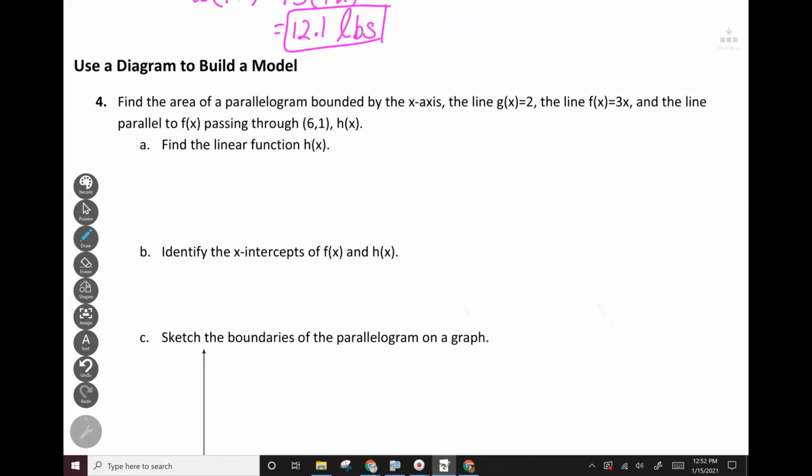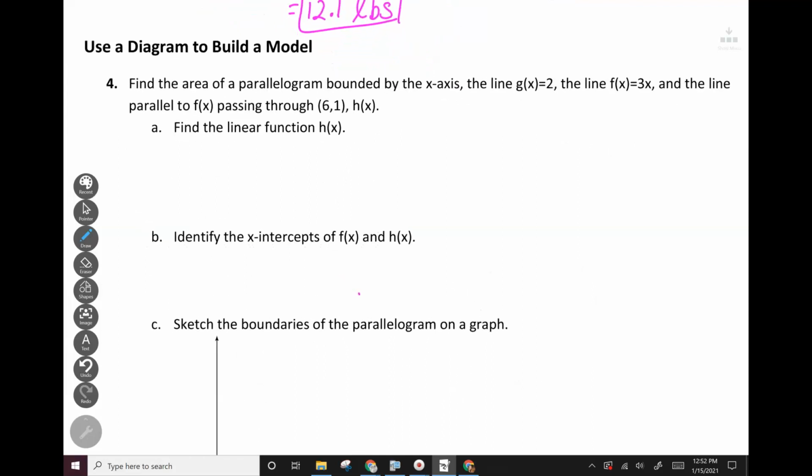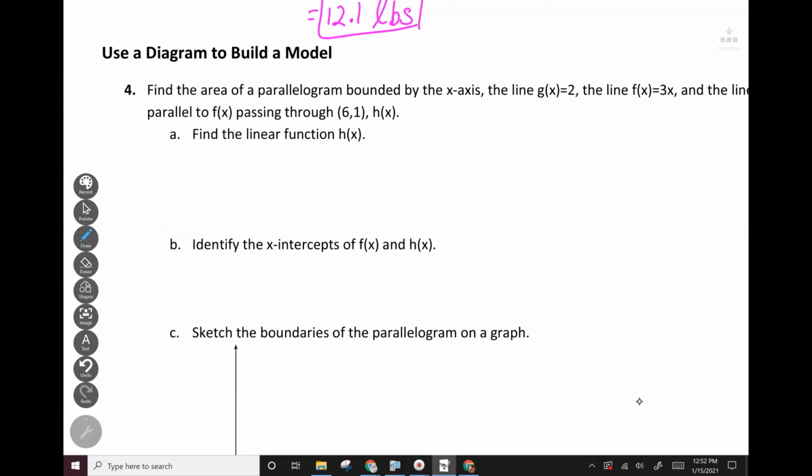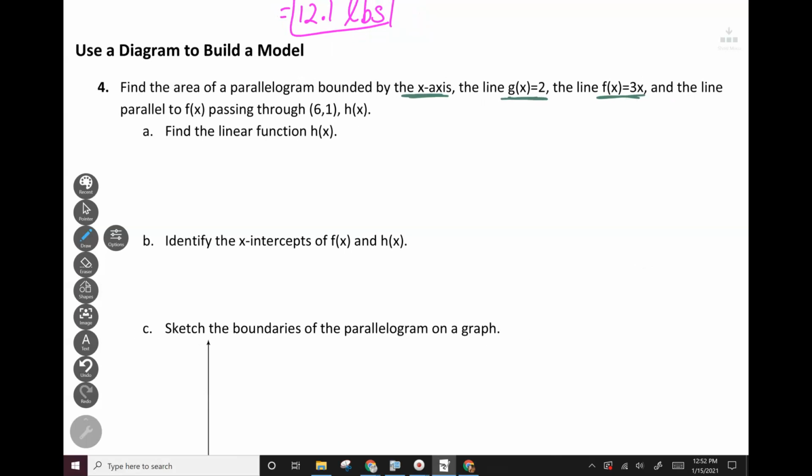All right, let's look at our last problem. This is going to be like a geometry problem. We're going to be using a diagram to model this scenario. Find the area of a parallelogram. So remember, a parallelogram is a shape that has parallel opposite sides. Your parallelogram is going to be bounded by the x-axis, the line g of x equals 2, the line f of x equals 3x, and the line parallel to f of x passing through (6, 1). And that line will be called h of x.